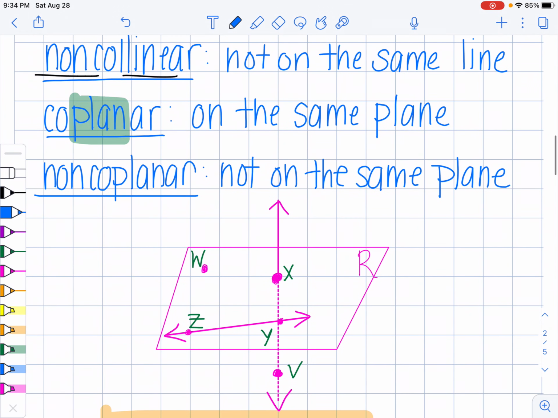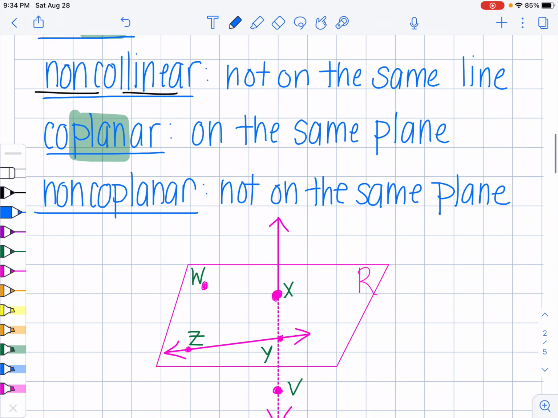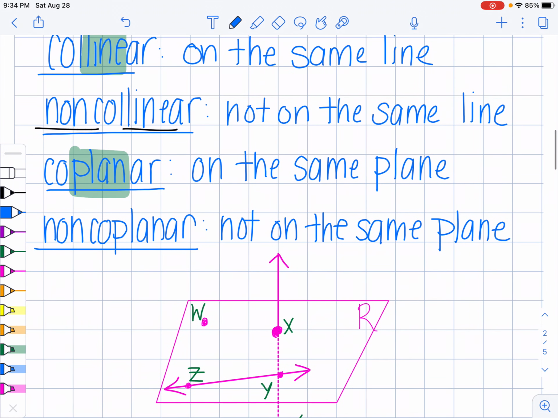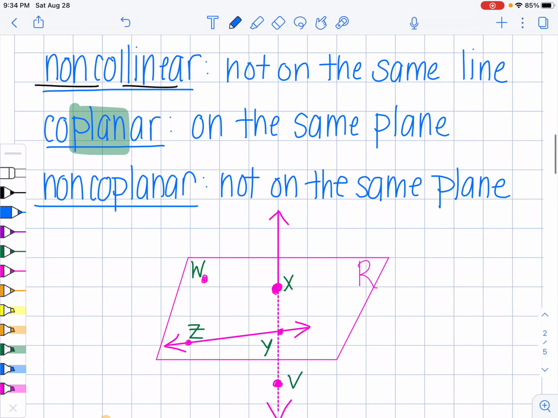Okay, so we can look down here and ask ourselves a couple questions. Can you find 2 points that are collinear in this picture? There's 2 answers you could pick. Okay, Z and Y are collinear. They're drawn on the same line. And then we want to also look for any other points that are on the same line. Yeah, X and V are also on the same line.